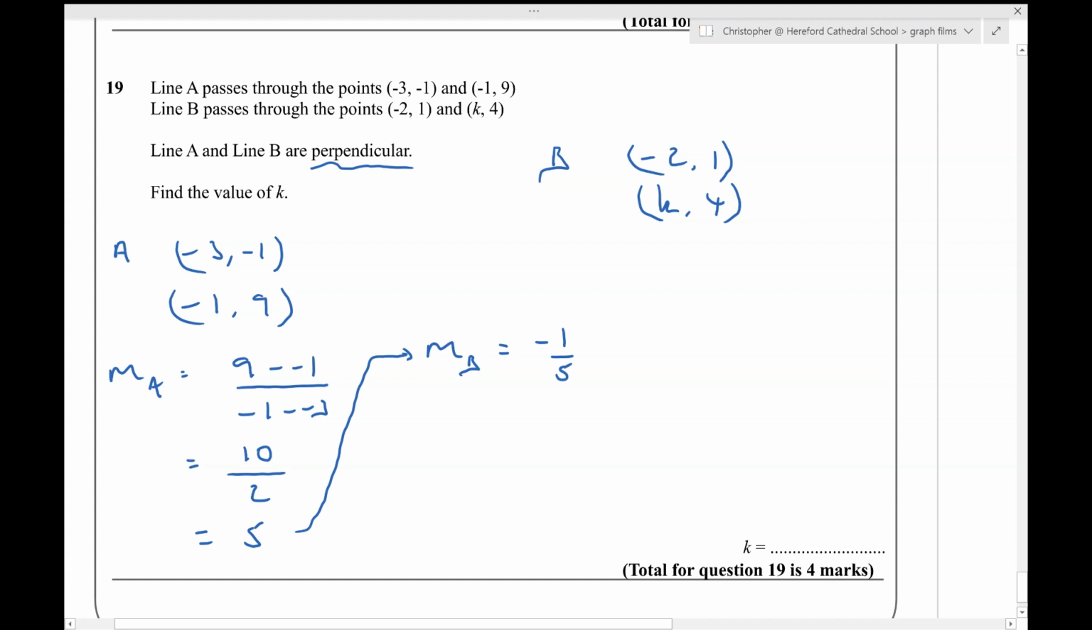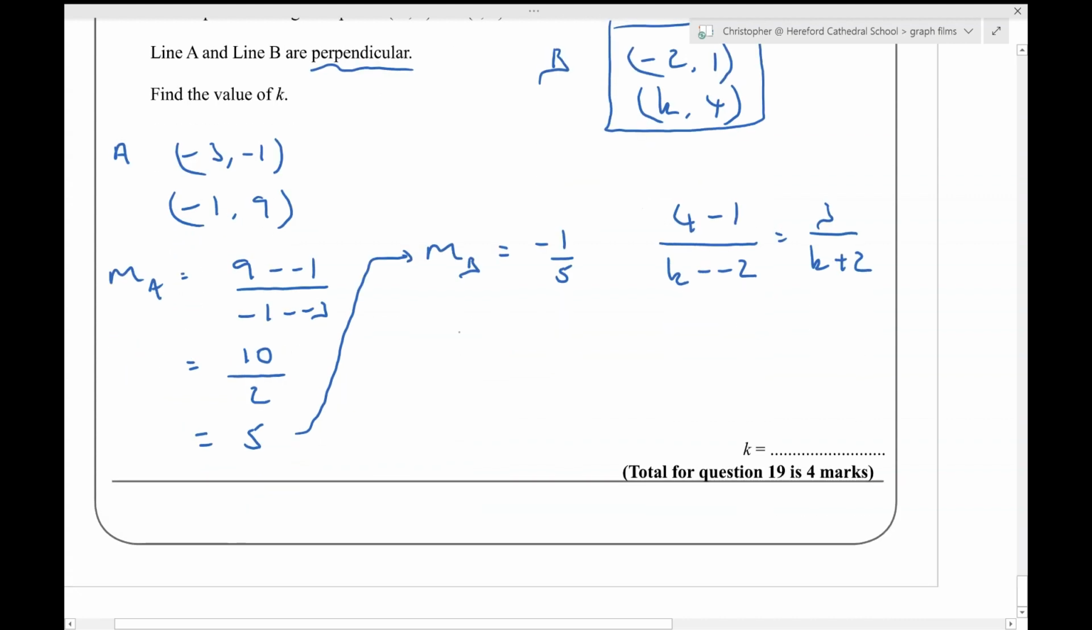Okay, let's get an expression for the gradient of B using these points here. So I'm going to do 4 minus 1, the bottom minus the top, over k minus minus 2, the bottom minus the top. Be careful with your signs. 3 over k plus 2. So 3 over k plus 2, the gradient of B, we know that that has to equal minus a fifth.